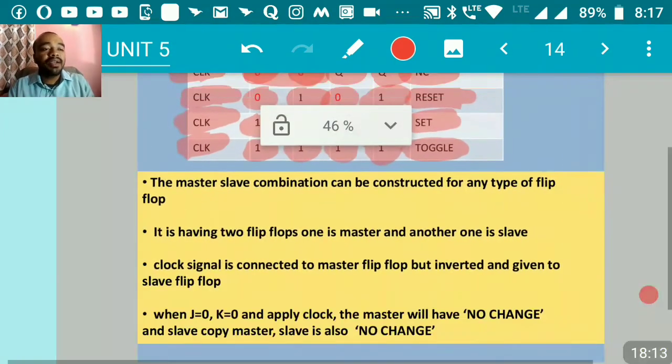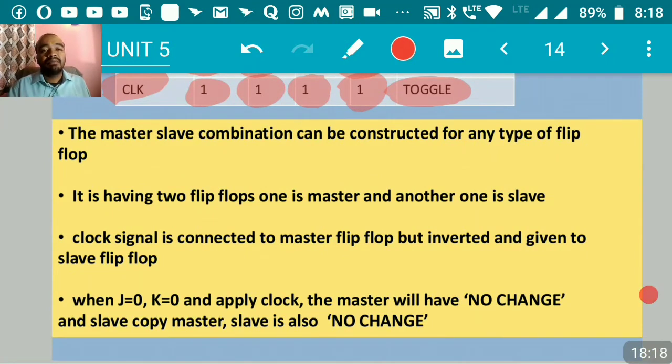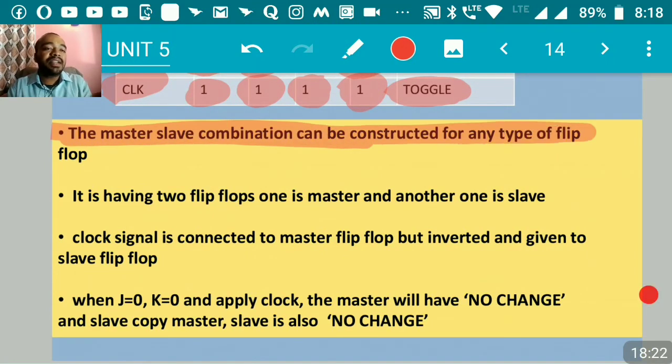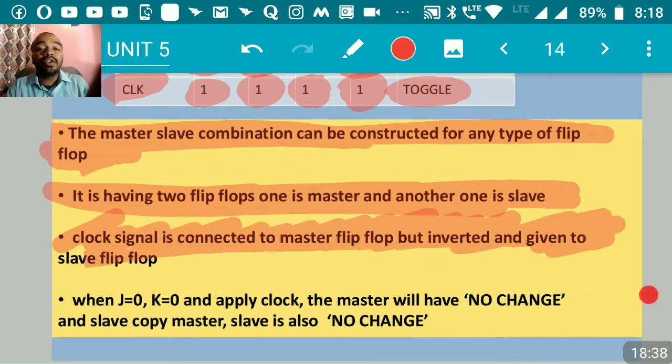Let us try to understand the master slave combination. The master slave combination can be constructed for any type of flip-flop, as I already told you. It is having two flip-flops. One is called master and the other one is called slave. The clock signal is connected to the master flip-flop but inverted and given to the slave flip-flop, as I showed you in the diagram.